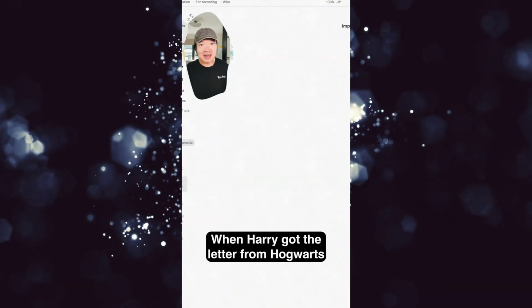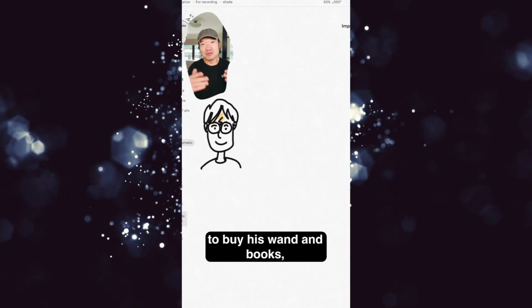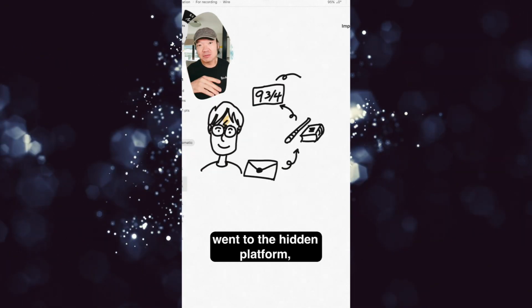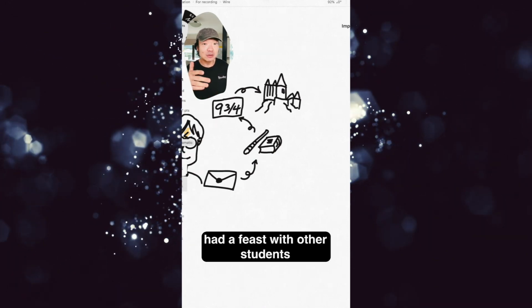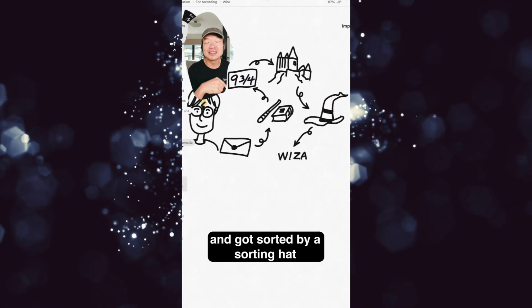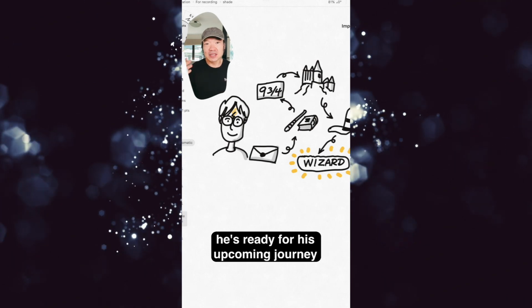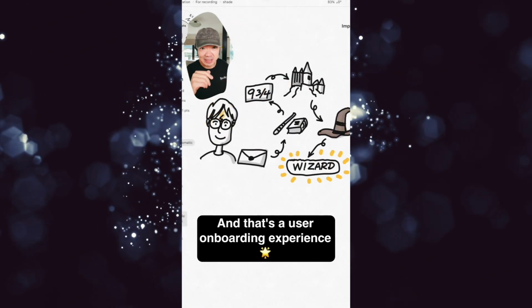When Harry got a letter from Hogwarts, he followed the instruction to buy his wand and books, went to the hidden platform, took the train to the school, had a feast with other students, and got sorted by a sorting hat. With all those steps, he's ready for his upcoming journey as a wizard, and that's a user onboarding experience.